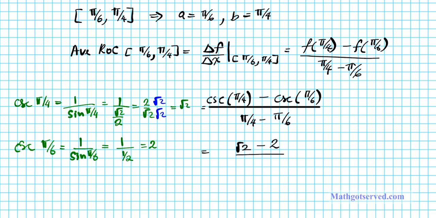We can find the LCD. The LCD is 12, so multiply the first fraction by 3 top and bottom, and the second one by 2 top and bottom. So we'll have 3 pi minus 2 pi, which is simply pi, so we have pi over 12. Then if we multiply the numerator by the reciprocal of the denominator, we're going to have 12 times root 2 minus 2, divided by pi. This is the average rate of change of cosecant x from pi over 6 to pi over 4.